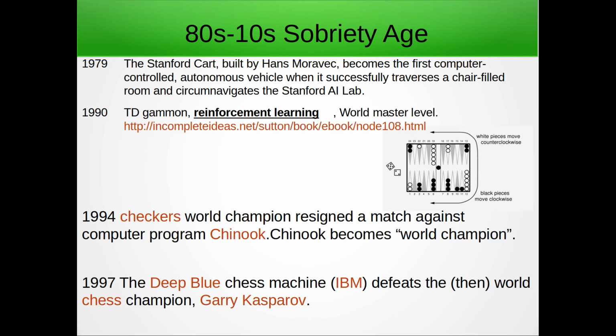For example, there were some advancements in autonomous driving by the Stanford cart, and some definitions that would be very important later, like reinforcement learning, that was used to program a computer to play backgammon in 1994. There was a computer that was able to beat the human world champion at checkers, and in 1997, as we have said before, Deep Blue could beat Garry Kasparov at chess.